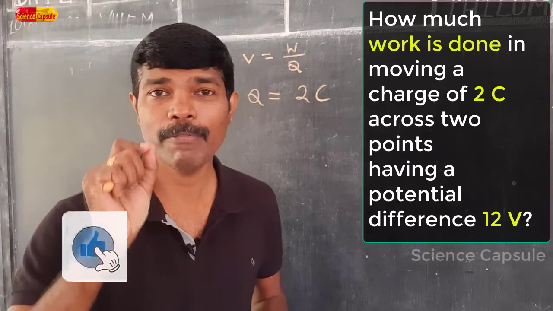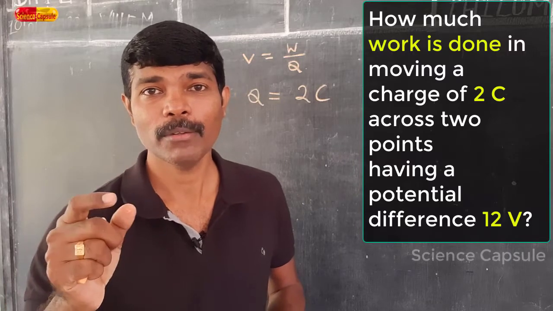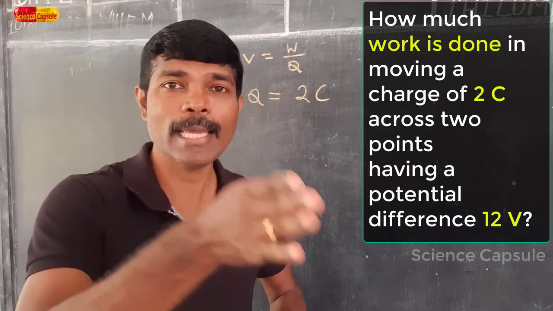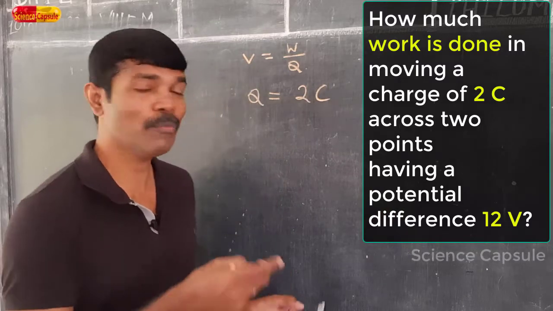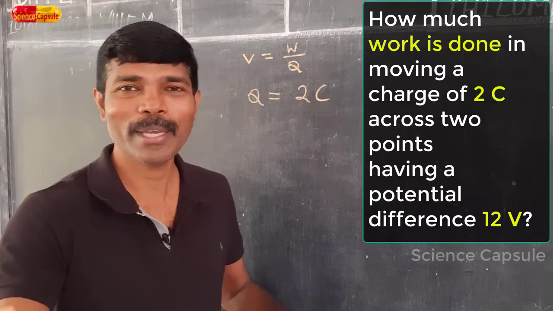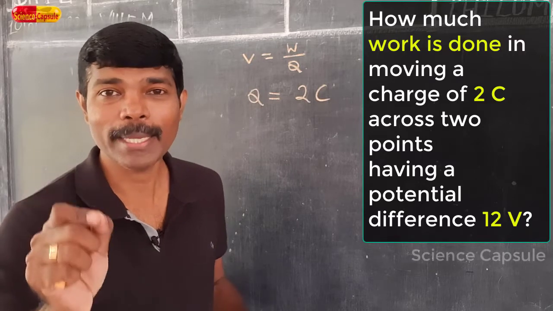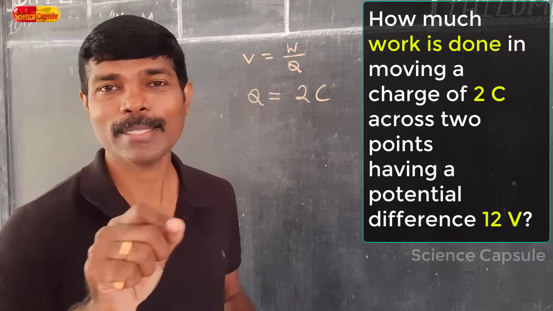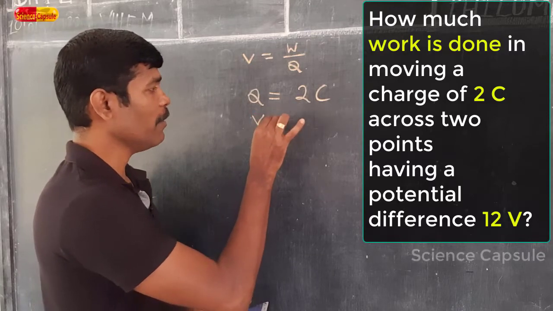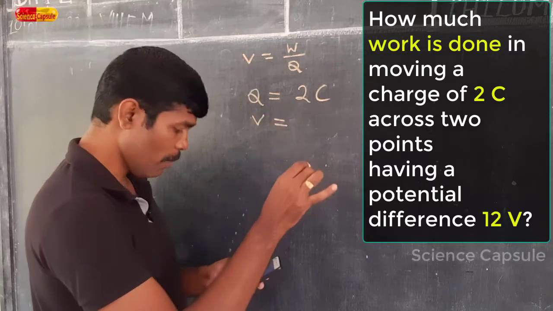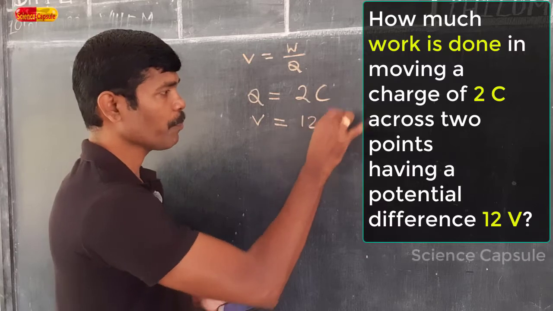Whenever you find V, that is potential difference, V that is volt, which is the SI unit of potential difference, straight away you can note the value. So without reading the question also, you can easily extract the quantities by looking at the SI unit, isn't it? Okay, so here potential difference is given, V is equal to how much? It is 12 volt, right?